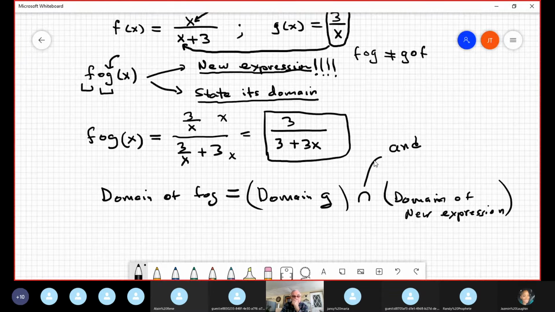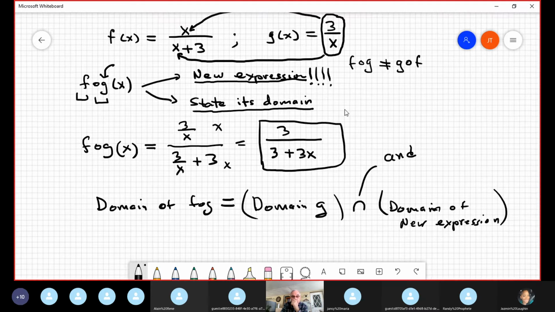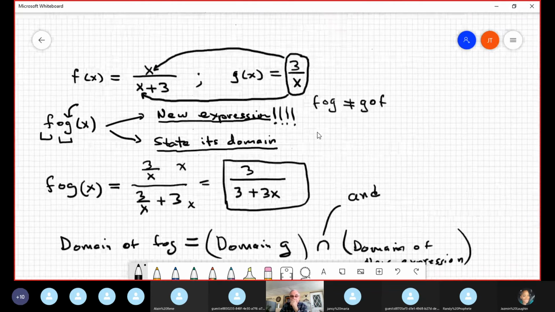Okay. I go back. What is the domain of g? I come back to g. g is this expression. And remember, to find the domain of any function, the agreement we studied was, you suppose it's all real numbers except restrictions. And we have three kinds of restrictions.